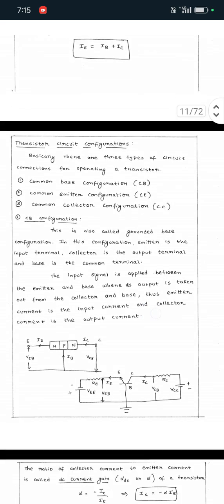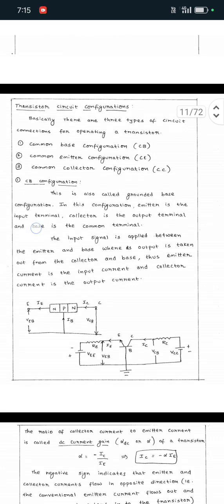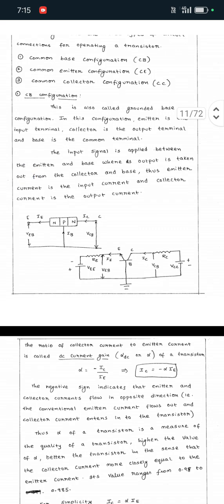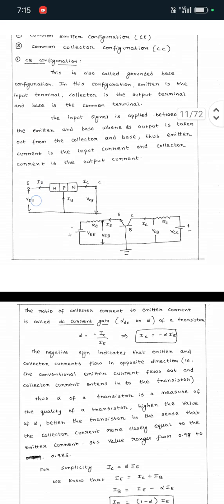Okay, so coming to the transistor configurations, already in the index part I told you there are 3 types, right? The first is common base configuration, then common emitter configuration, and common collector configuration. Okay, in detail we will discuss the common base configuration. Before that, when a transistor is connected in a circuit, one terminal is used as the input terminal, another terminal is used as the output terminal, and the third terminal is common to the input and output.